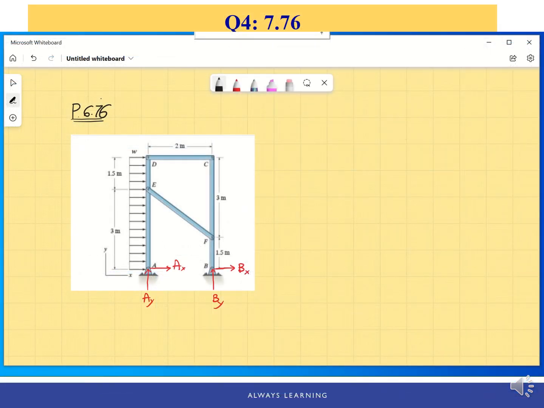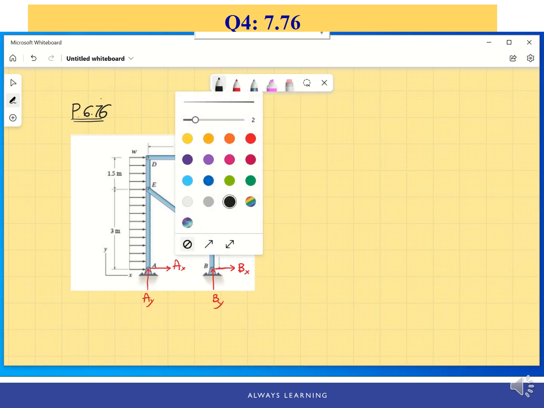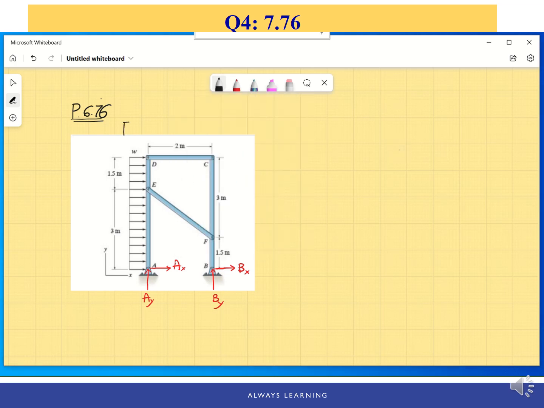First of all, we can locate the four unknowns we're looking for on this given figure. So AX, AY, and BX and BY, they are actually directly applied to this entire frame, right? It's not inside the frame anywhere. We can just take the entire frame as the system first and use the free body diagram of the entire frame.